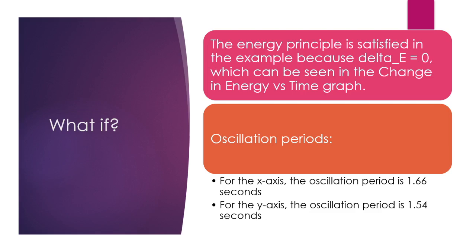So, the what-if questions. The first what-if question was if the energy principle is satisfied, and the answer is yes, the energy principle is satisfied because delta E is equal to 0, which can be seen in the change in energy versus time graph. And for the oscillation periods, as the second question, for the x-axis, the oscillation period is 1.66 seconds, and for the y-axis, the oscillation period is 1.54 seconds, which again was done by looking at the GlowScript video frame by frame and calculating it from there.